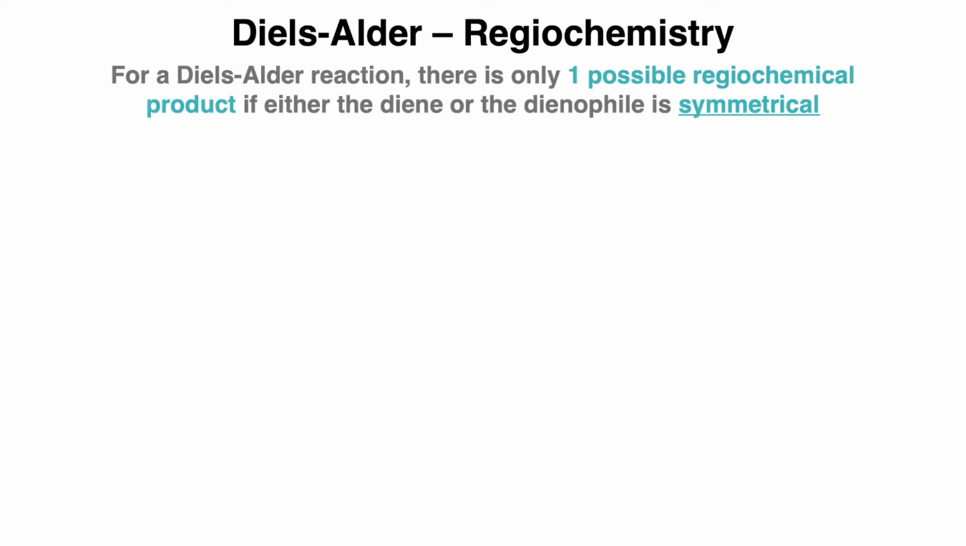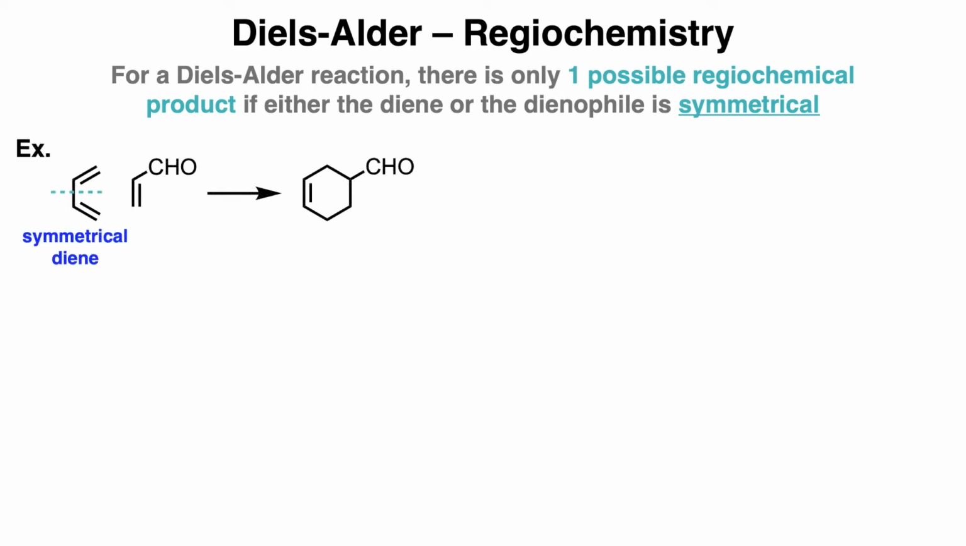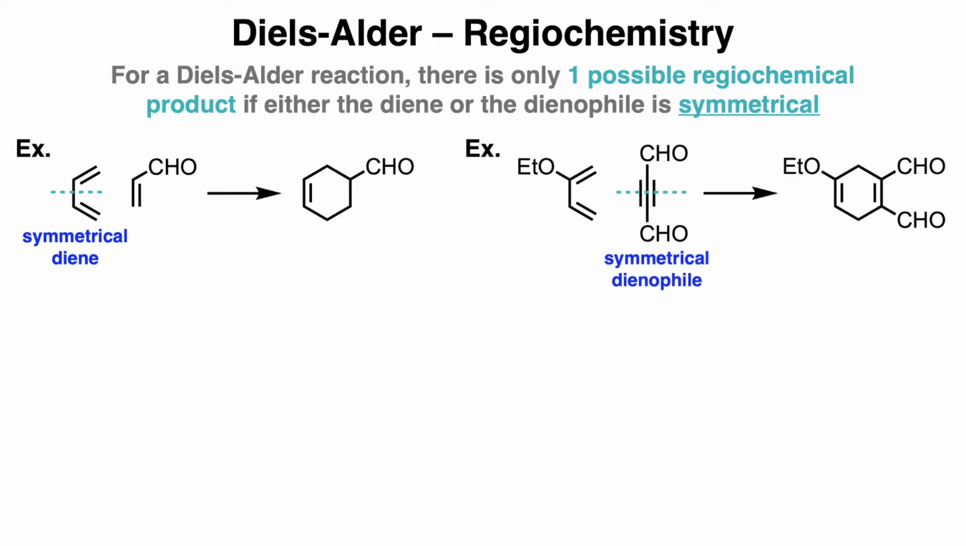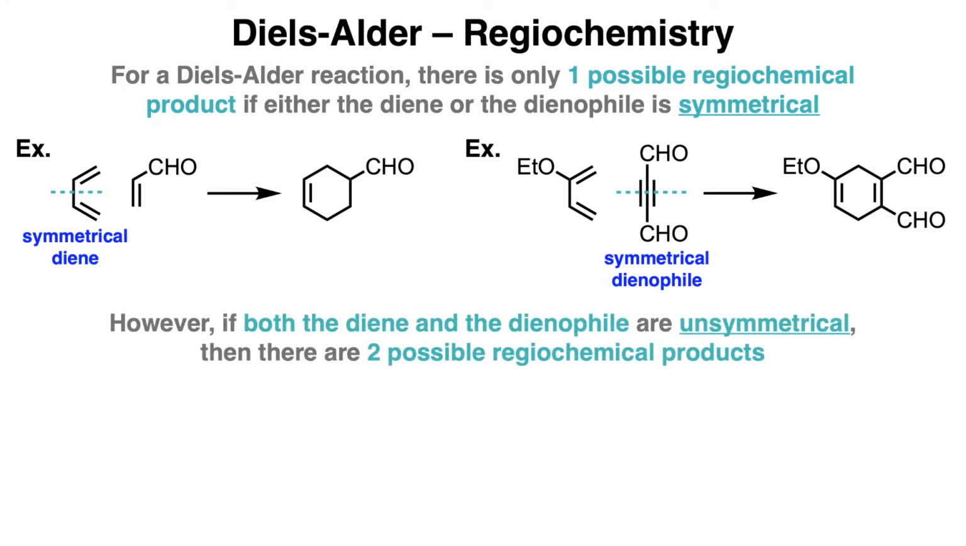Now, in terms of the regioselectivity of a Diels-Alder reaction, there's only one possible regiochemical product if either the diene or the dienophile is symmetrical. In the first example, a symmetrical diene is reacting with a monosubstituted dienophile to get the following product. In this next example, a monosubstituted diene is reacting with a symmetrical dienophile to get the following product. However, if both the diene and the dienophile are unsymmetrical, then there are two possible regiochemical products.